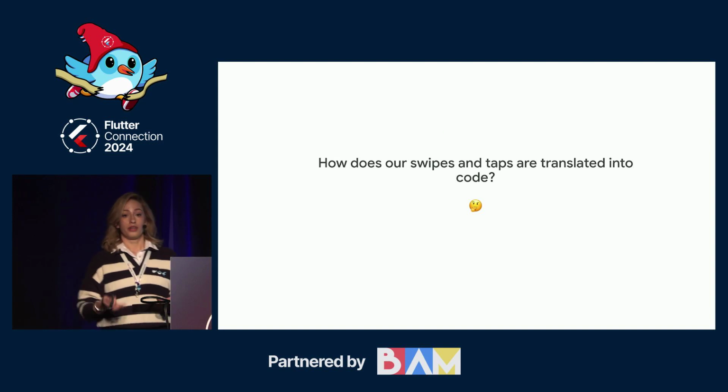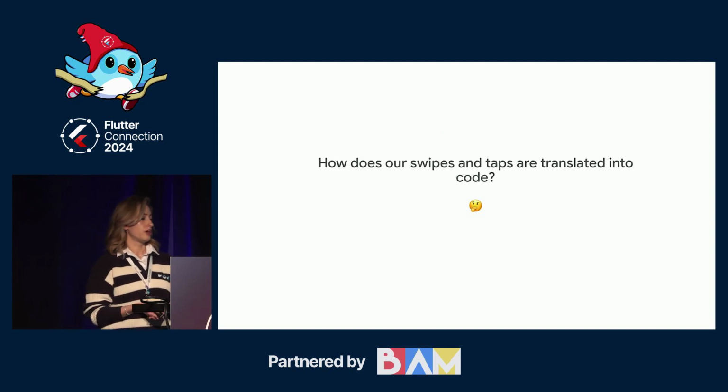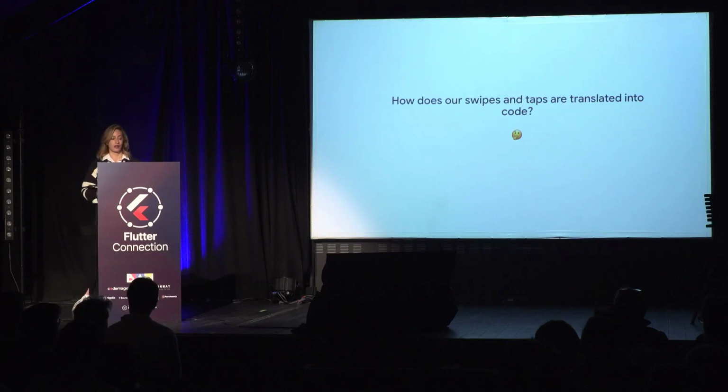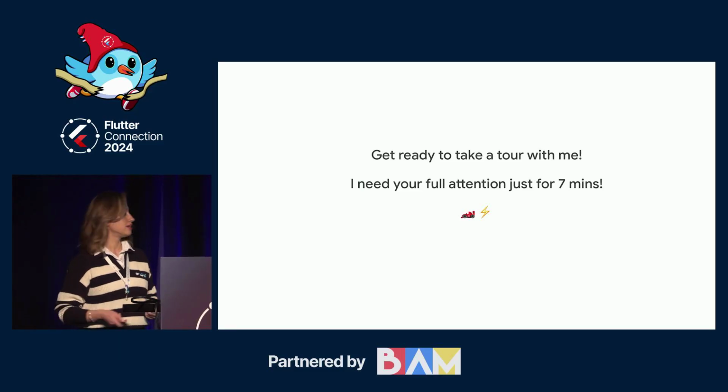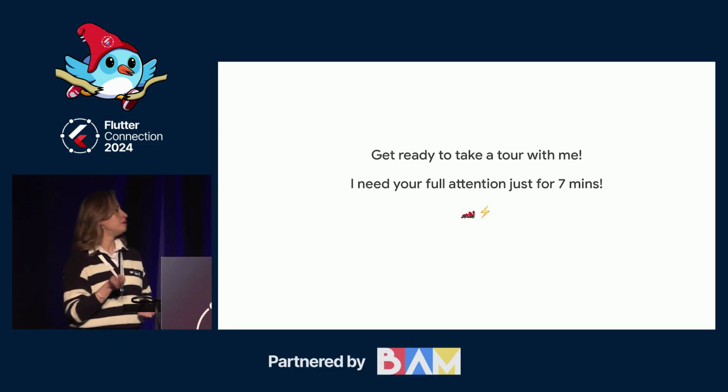So we are all here to answer this question. How are our swipes and taps translated into code? I just need your full attention for only 7 minutes. It will be pretty quick. Please do not try to grasp every single definition that I'm going to mention. It will be too fast to grab everything, and trust me, go with the flow.